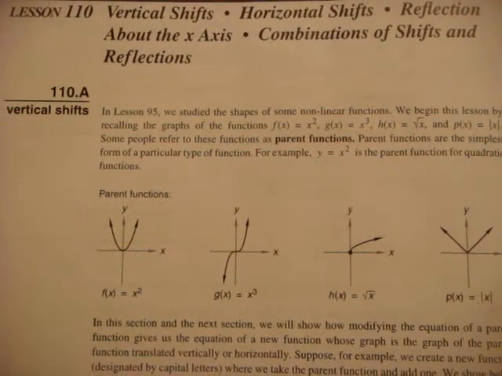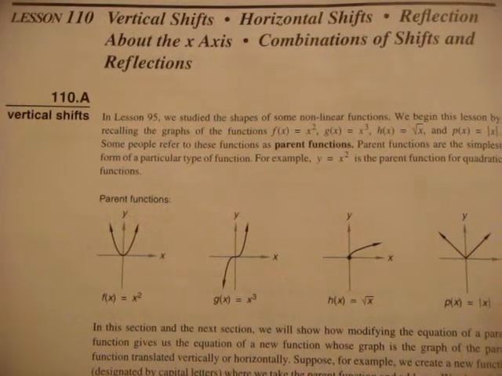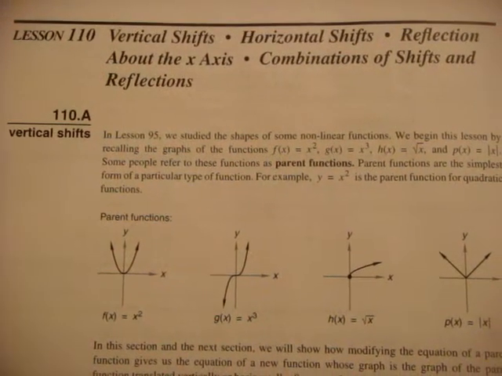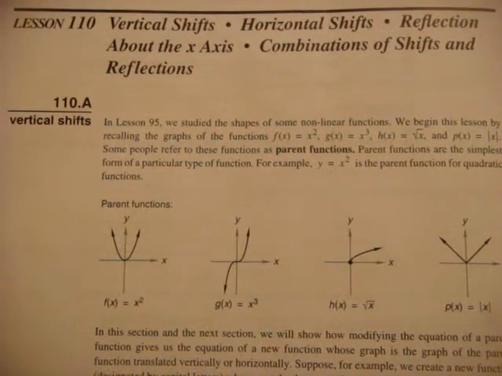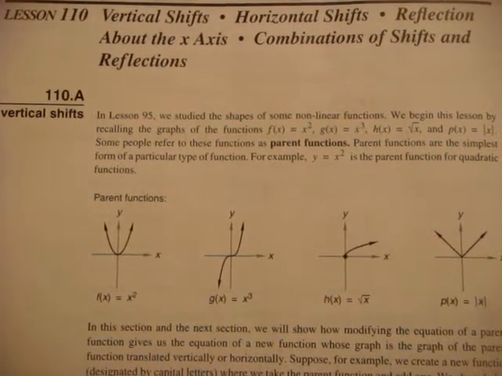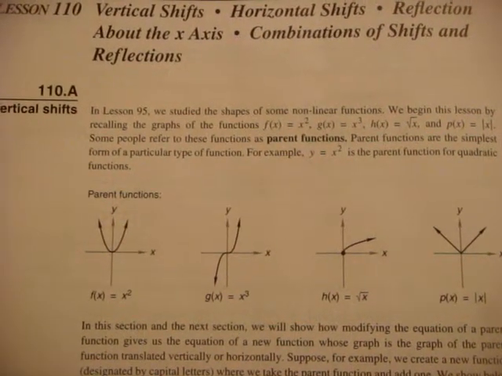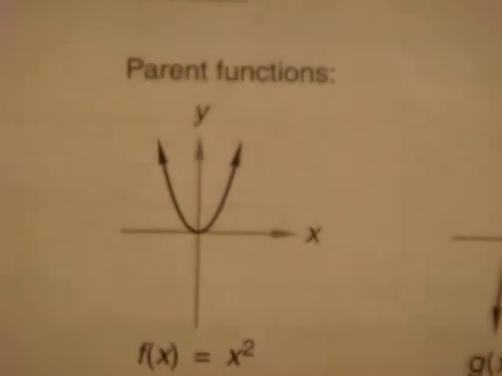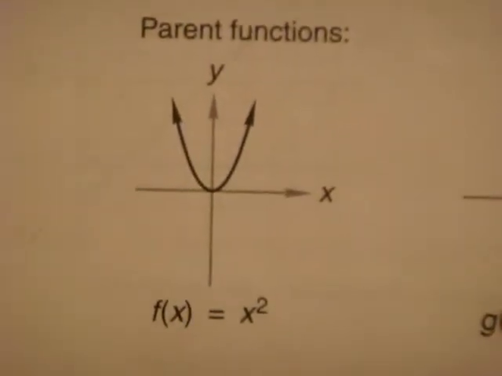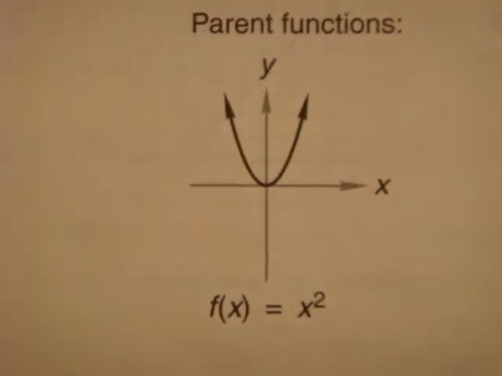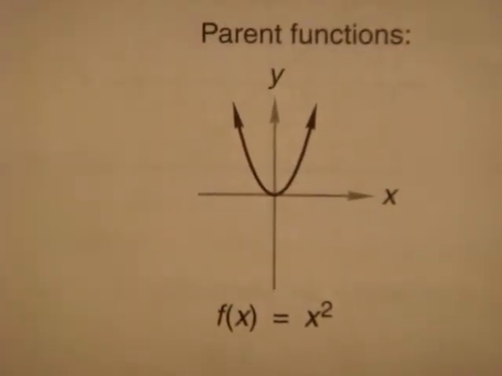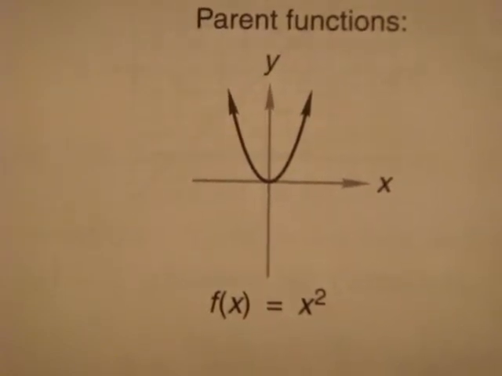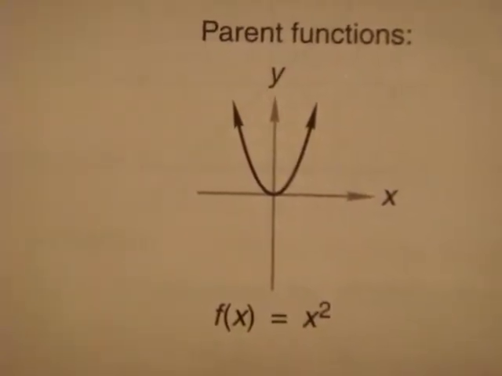We're going to do Lesson 110: vertical shifts, horizontal shifts, reflection about the x-axis, and combinations of shifts and reflections. This is even a lot for one lesson. So far we've learned about different types of graphs. They call these the parent functions when they start at the point (0, 0). Here we have a parabola, and its function is f(x) = x squared, and it looks like that. Both arms go up.